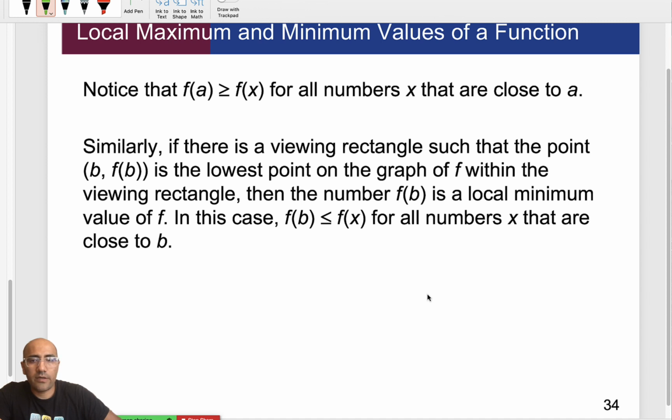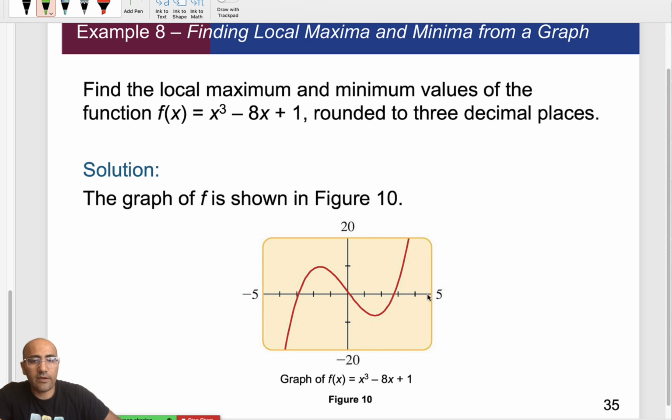Notice that f of a is greater for all x close to a. Similarly for the minimum. That's just a matter of putting it on our calculator. So find this, round it to 3 decimal places.